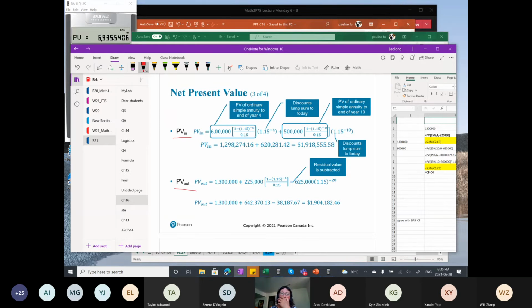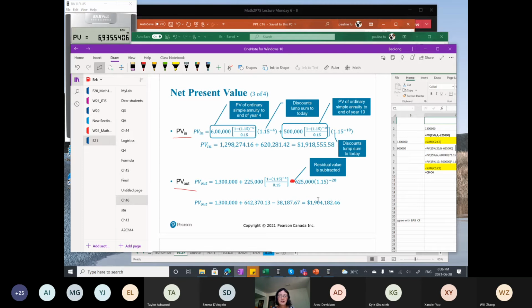I did it a little bit differently. I added the residual value. I consider this one as money in. I put it in money in my calculation. But it comes with the same result. Because if you consider the residue as money out, there is a negative sign here. If you consider it as money in, you have a positive sign. Okay, any questions?